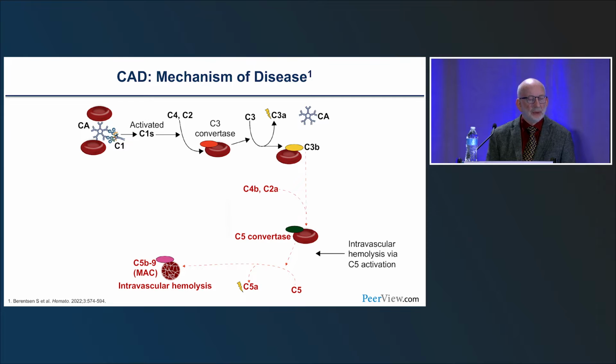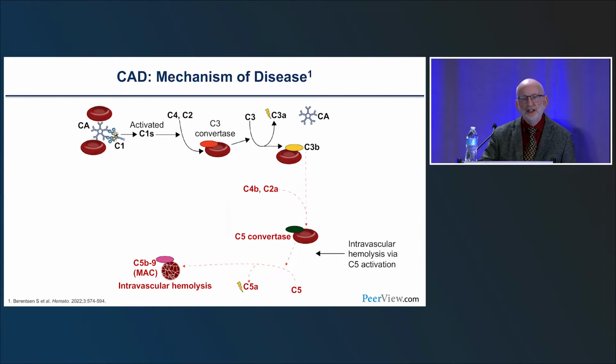C3b can combine with C4b and C2a to form C5 convertase. C5 is bound to the red cells, and the terminal complement pathway or cascade is triggered, and you get the formation of the membrane attack complex, or C5b to 9, on the red blood cells with intravascular hemolysis.